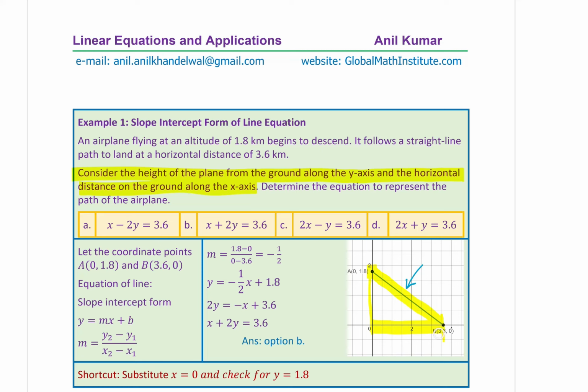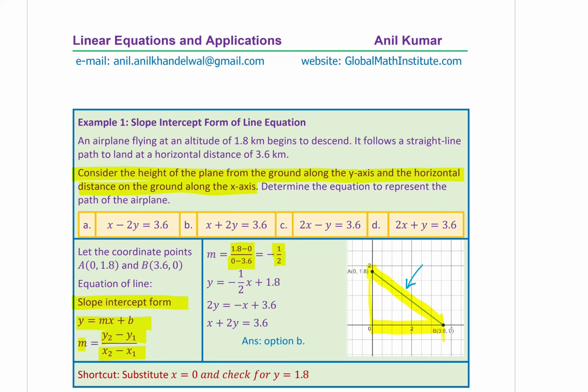The x-intercept is 3.6. We can definitely find the slope from here. So we'll use the slope and intercept form of the equation, y equals mx plus b, which most students will be doing. The slope over here you can see is negative for sure since the line is falling. y2 minus y1 divided by x2 minus x1 will give us the slope. Substituting these values, we find that the slope is negative half.